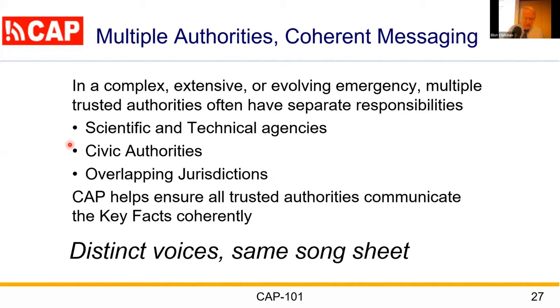So whenever an emergency is complex or extensive, there's all of that going on, and it's also really common that you have nested or overlapping jurisdictions, adjacent jurisdictions, or a city embedded within a state, within a nation. Use of CAP by all of these alerting authorities, scientific and technical versus the civic, the different layers, the neighboring jurisdictions, they all can use CAP as the emergency unfolds, and that's what assures that the key facts are communicated coherently.